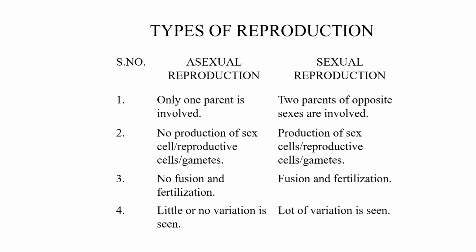Sexual reproduction: two parents of opposite sexes are involved. One should be male, one should be female. There is production of sex cells or reproductive cells, or we can say gametes. They are fused and that process is fertilization. So fusion and fertilization take place. Then a lot of variation is seen.